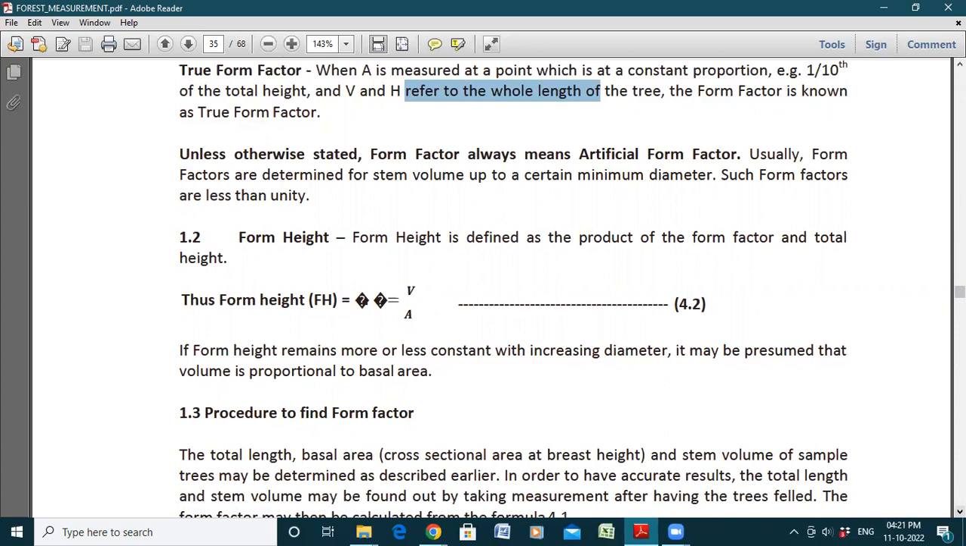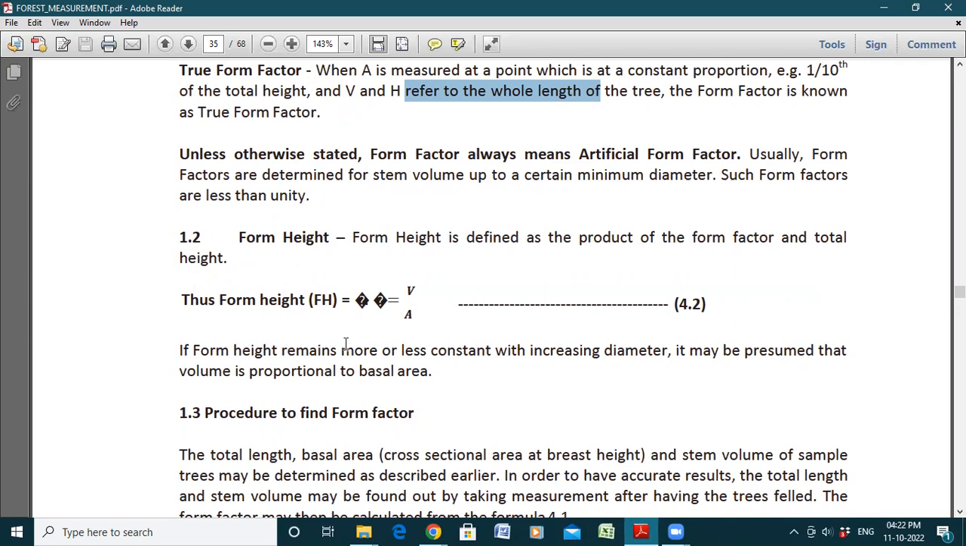Usually form factors are determined for stem volumes up to a certain minimum diameter. Such form factors are less than unity. Then form height. Form height is defined as the product of the form factor and the total height. So form height is equal to F into H. Form factor, we just got that V divided by A dot H. So form height will be what? F into H, V divided by A dot H into H. That is, H cancels out. So we have V by A as the form height.